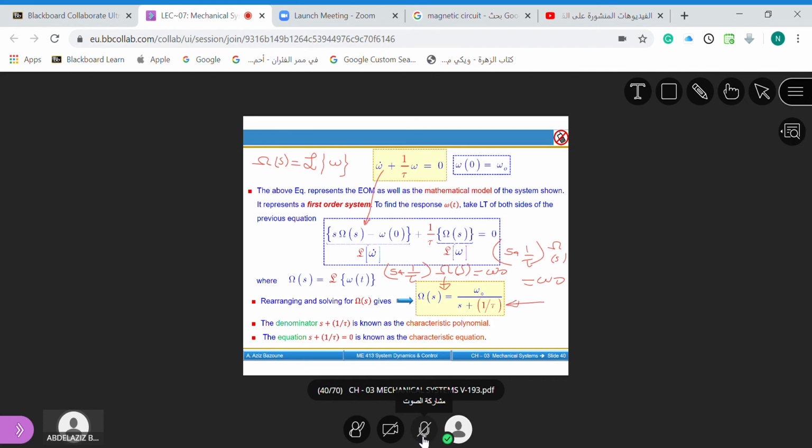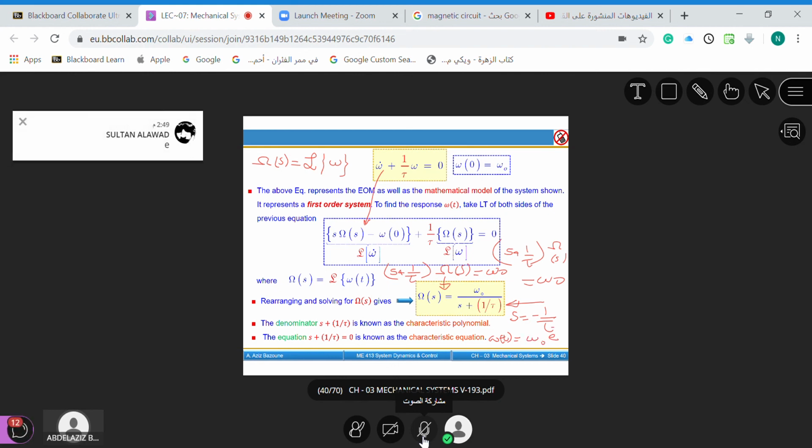And the pole, if you solve this equation, you will find S is equal to minus 1 over tau, which is a pole. So the response, how omega t, take the inverse Laplace transform. When you take the inverse Laplace transform of this one, you will find that omega t, can anybody tell me what is the inverse Laplace transform of this? It will be equal to omega naught exponential minus 1 over tau t.